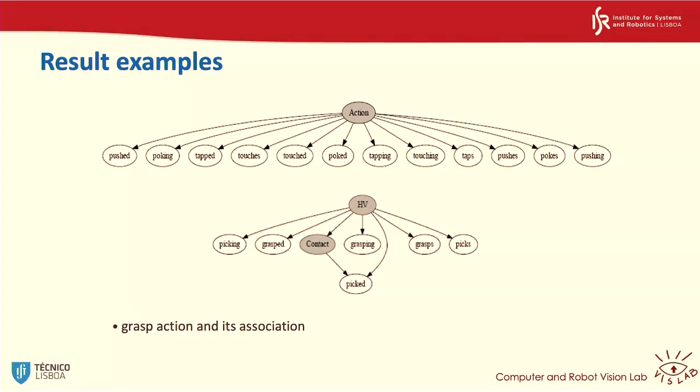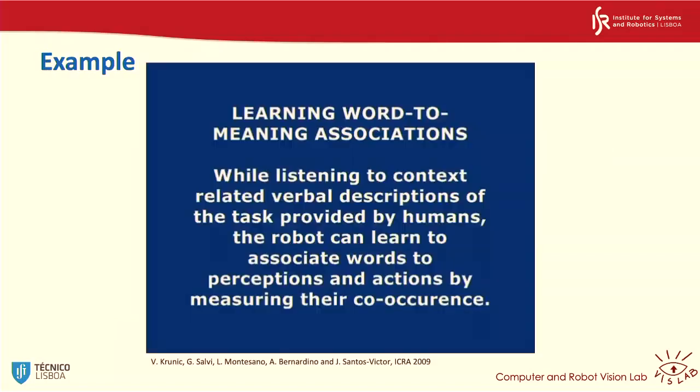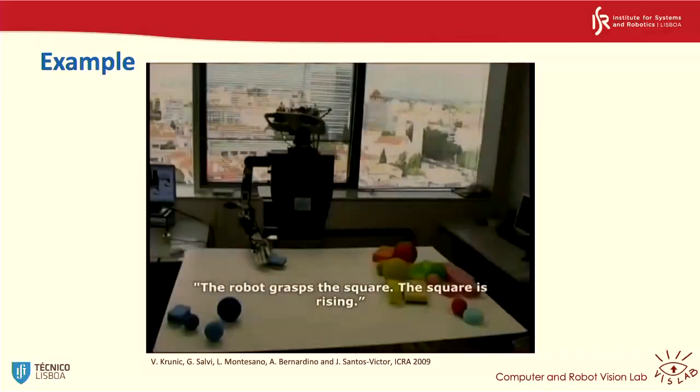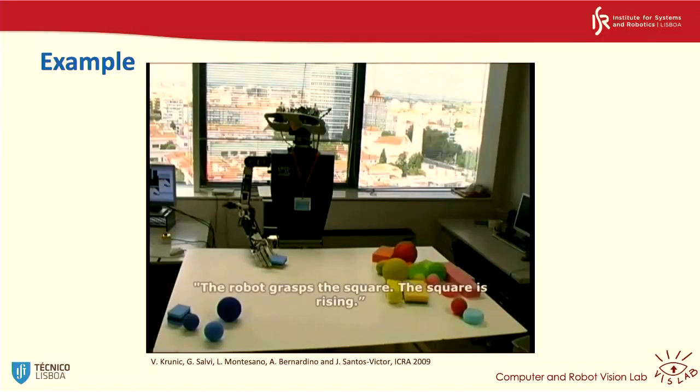We are not using any grammar, so this is really very simple. It's grounding isolated words, but we could, for example, extract the nouns that were associated to objects, properties, and so on. And I believe this looks like a video. There should be some sound.